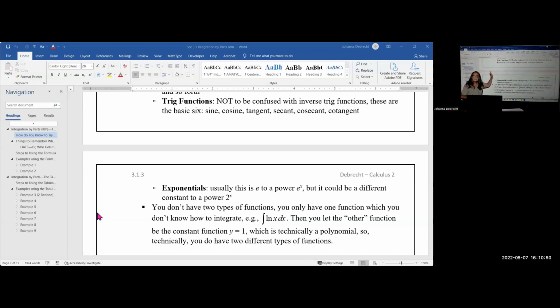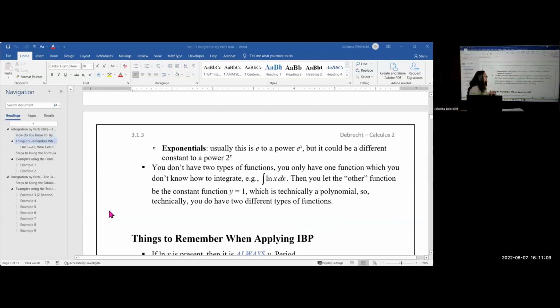So that's probably the first giveaway that you need integration by parts. You've got multiplication in the integrand and you have two fundamentally different types of functions in there, all right? Well, what if you don't have that? You don't have two types of functions, you only have one type of function, all right? So this might be a case where you end up with something that you don't otherwise know how to integrate, such as natural log of x with respect to x.